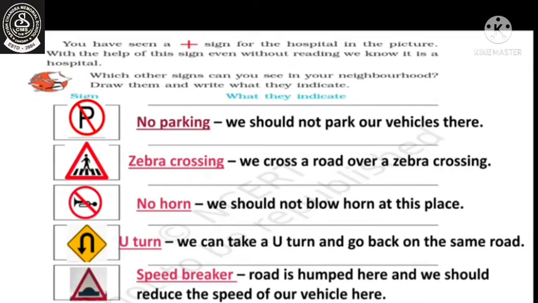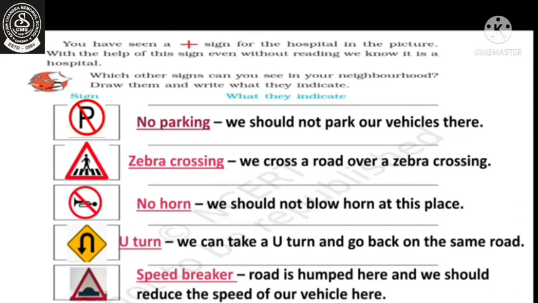Alright. Next one is no horn. We should not blow horn at this place. If you find this sign near the road, that means you must not blow your vehicle's horn at this place. Alright, it is a sign for no horn. Next one is for U-turn. If you find this kind of a sign, that means you can take a U-turn and go back on the same road. Suppose you are going straight and suddenly you find out that I am on the wrong road. I am not supposed to go from this side. So you can take a U-turn if you can find this kind of sign, and you can go back on the same road again. Alright, students.